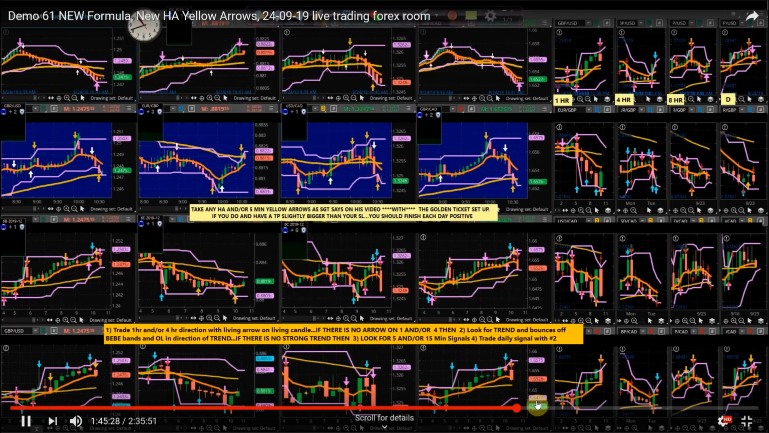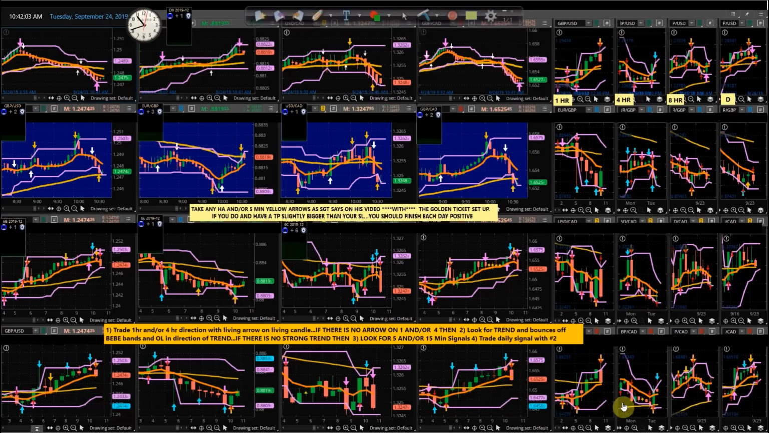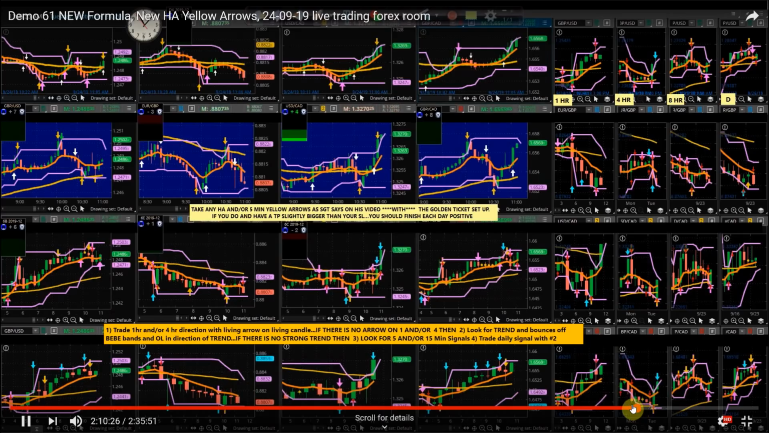So I hold it in, and I get another entry at 48. So I got 48, 50, and 48 again. And this is the big move. This is the move I've seen with the trend.